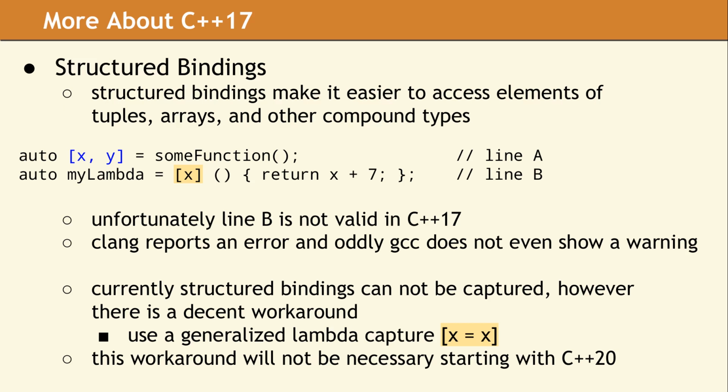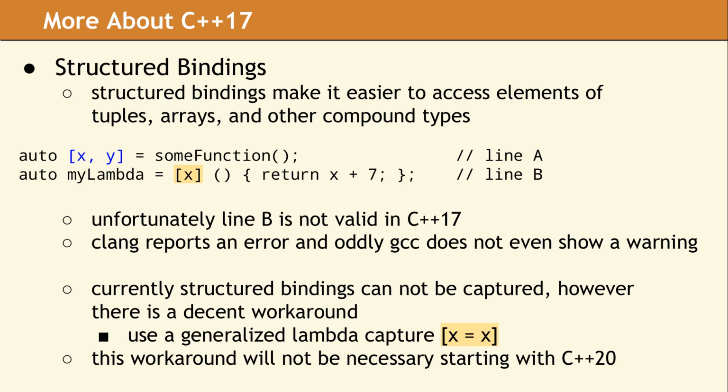In our code, line A actually declares two structured bindings, one named X and the other named Y. Line B is a normal lambda expression with a capture clause. In C++17, this line of code is ill-formed, even though GCC does not report an error. You can refer to the variable X in code following line A. You simply cannot capture it in a lambda expression by referring to X.